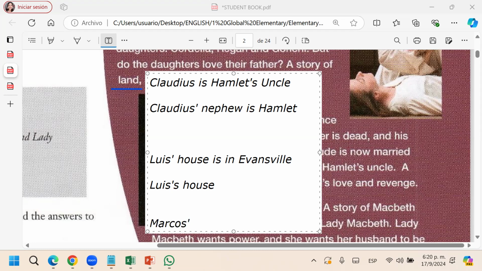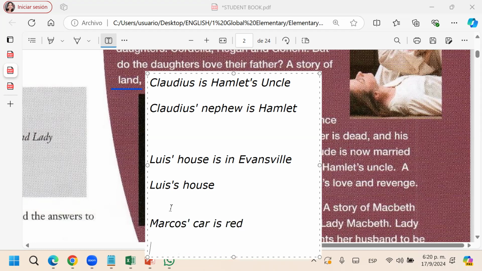Marcus. It is here. Marcus' car is red. Like this, it's correct. Marcus' car. Or like this. But you have to say Marcus's. Cuando tengan una palabra que termine en S, no tienen que agregarle otra S más para el apóstrofe. Le ponen el apóstrofe y ya.